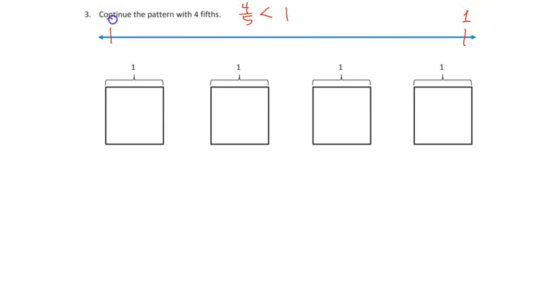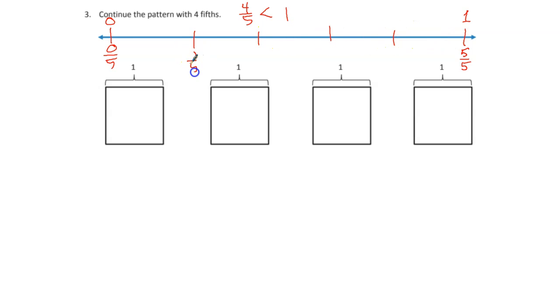We'll put my 0 here. And if we're talking about fifths, I know that 0 is equal to 0/5. And 1 is equal to 5/5. I need 4 lines to get my 5 parts. 1, 2, 3, 4. This is my first part, second part, third part, fourth part, and fifth part.